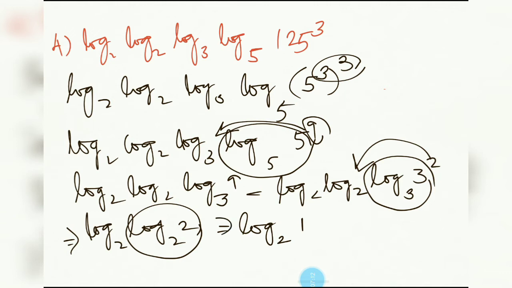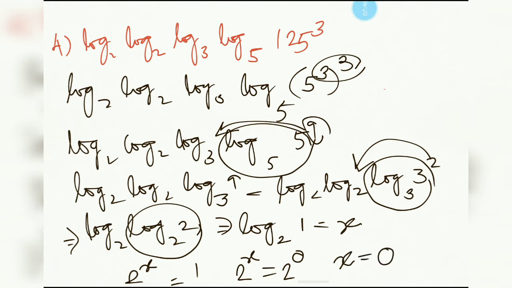Now I have to find the value, but I have options in numbers. So how do I do that? I am going to equate it to some unknown value, let it be x. Now just write it in the exponential form. 2 power x is equal to 1, because 2 is the base and x will be the power. Now 1 can also be written as 2 power 0. When bases are same, powers will be equal. So x is equal to 0.